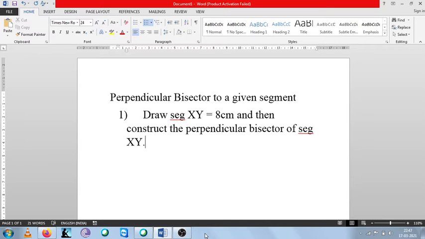So here segment XY is equal to 8 centimeter. After drawing the perpendicular bisector, segment XY will be equally divided into two sections of 4 centimeter each. At the same time the perpendicular bisector will make 90° with segment XY. So let's start the construction.